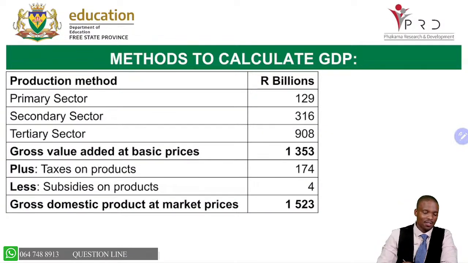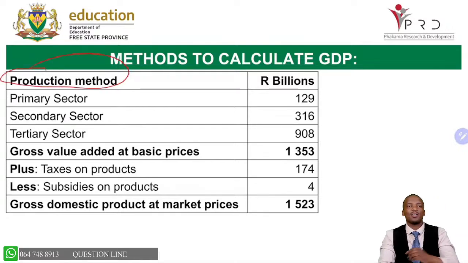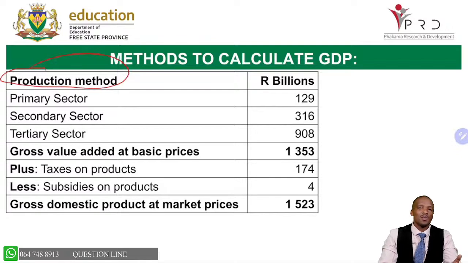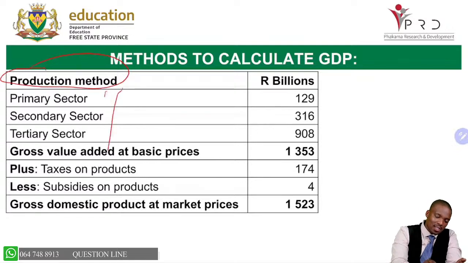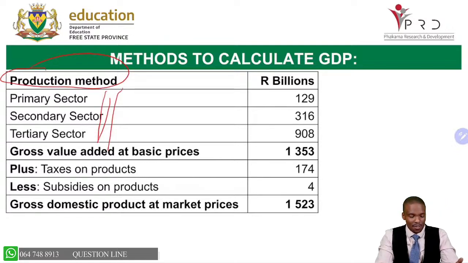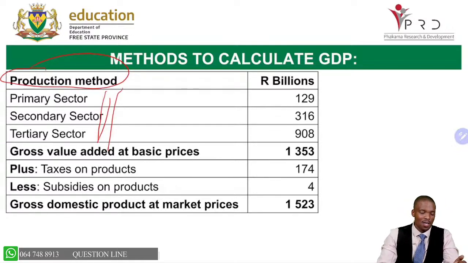If you look at this, at times the examiners won't put this, but they can ask you, which method is used to calculate GDP here? The answer is the production method. How do you see that? By the three sectors of the economy. Then I said wherever you see taxes, you add. Where you see subsidies, you do what? You minus. Okay.